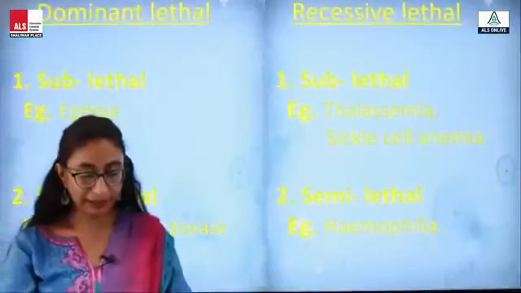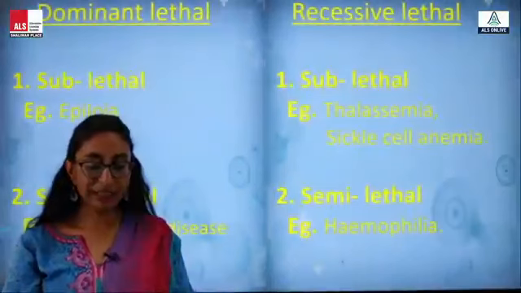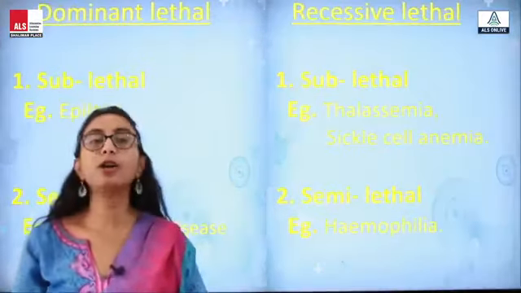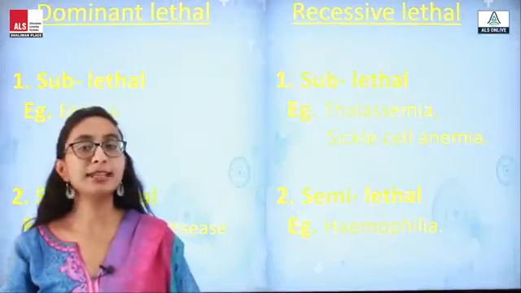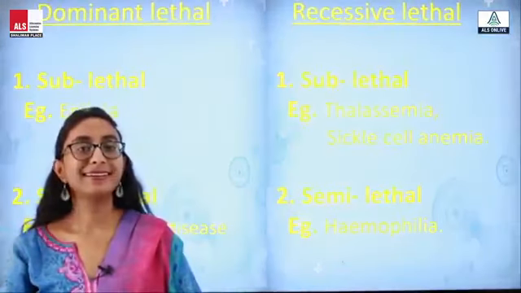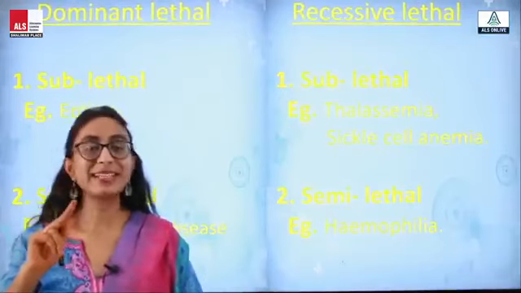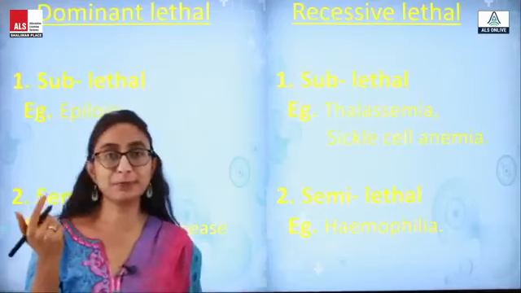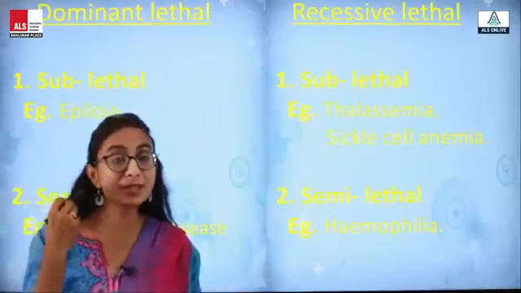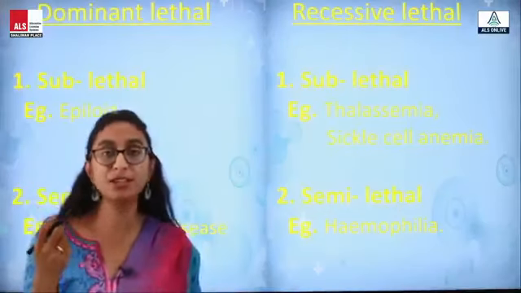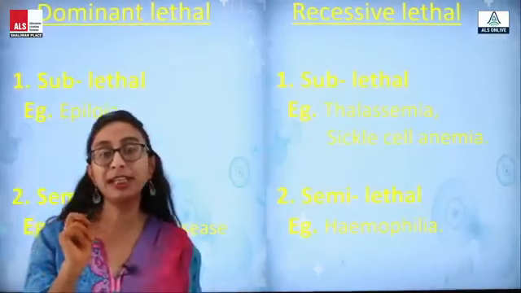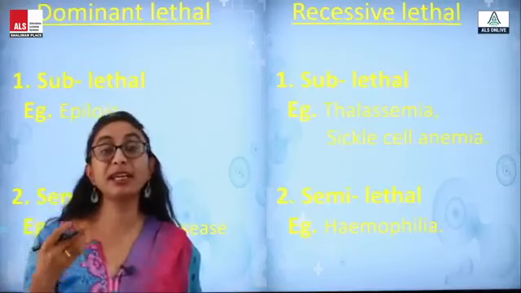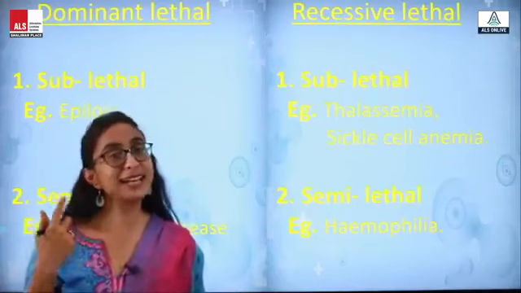So under dominant lethal, we have genes which kill their possessor in the heterozygous condition, called dominant lethal. We know what a heterozygous condition is, right? In a heterozygous condition, only one gene will express itself and the other gene will get suppressed. The gene which expresses itself in a heterozygous condition is called a dominant gene, and the gene which gets suppressed in the presence of a dominant gene is called a recessive gene.